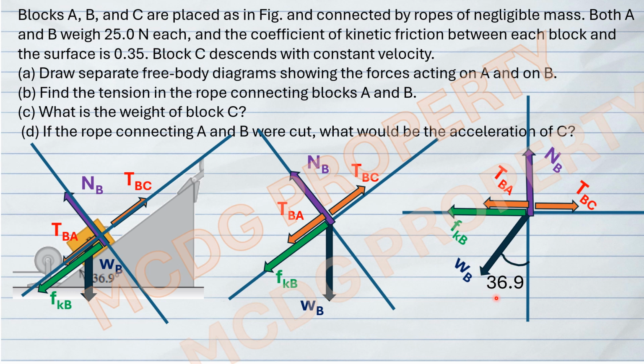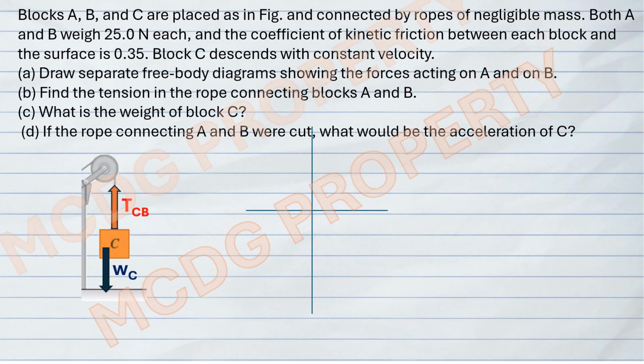And we draw here the angle that the weight makes with the vertical, which is 36.9 degrees. So this one represents the free body diagram of all the forces acting on block B. For block C, we just have the tension between C and D, which is upward, and of course the weight of block C.